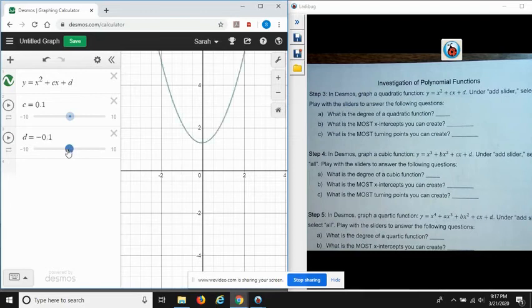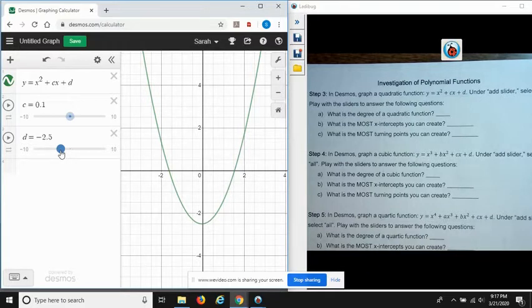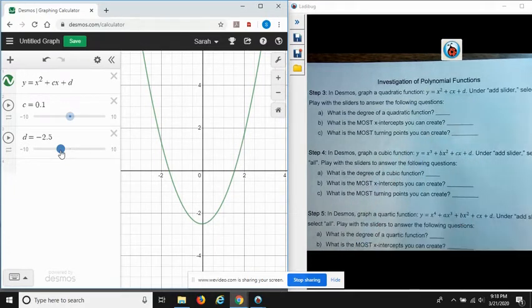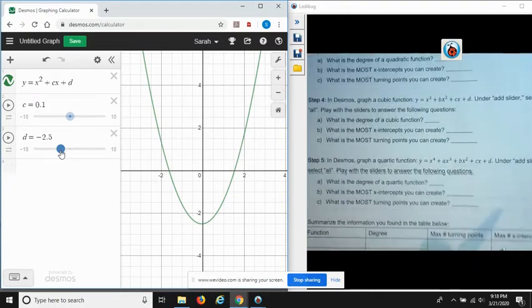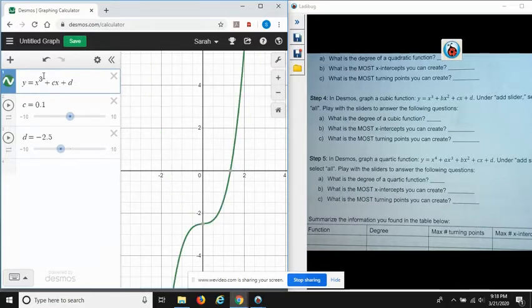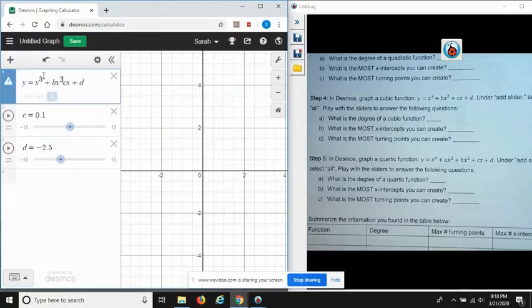of the function. So try to identify and answer those questions, and try to find the most x-intercepts you can create and the most turning points you can create by changing those values, okay? So look at that. Then it wants you to do a cubic function. So we're going to change this to a cube, then plus bx squared plus cx plus c.